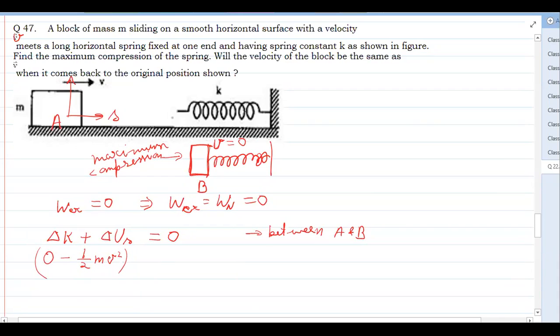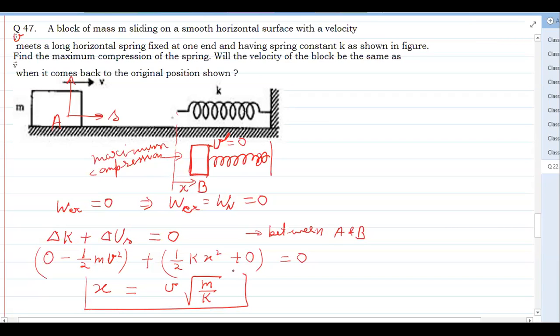So the final velocity v dash is 0 and the initial velocity is given as v. For the spring potential energy, suppose the compression is x. The final is half kx square and the initial was 0 because initially the spring was relaxed. If you solve it, the maximum compression is x equal to v under root m by k. So this is the maximum compression we are going to have.